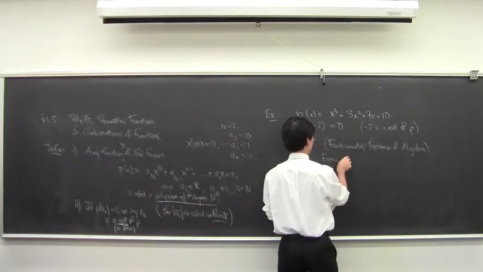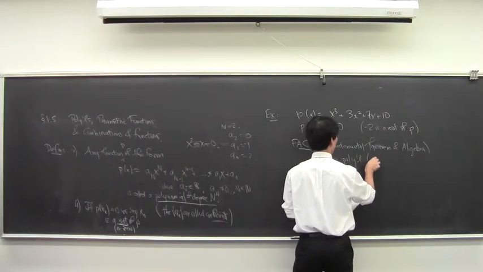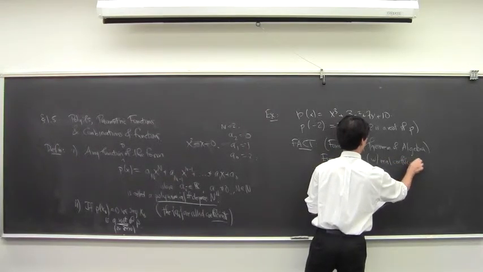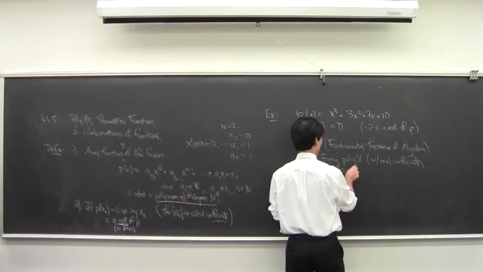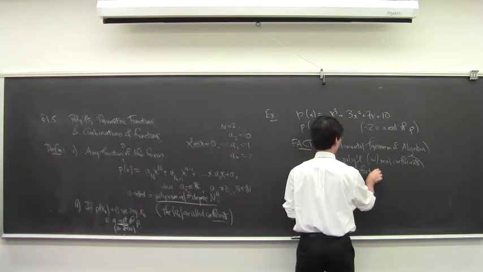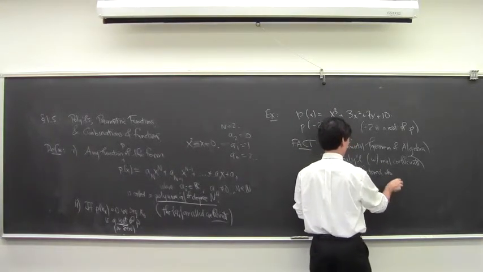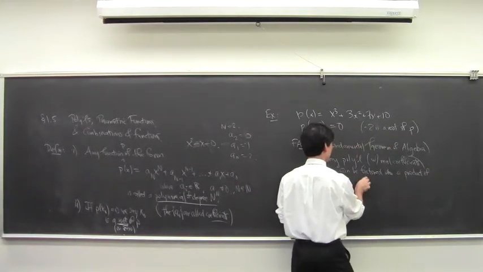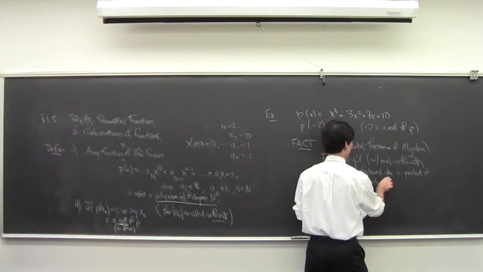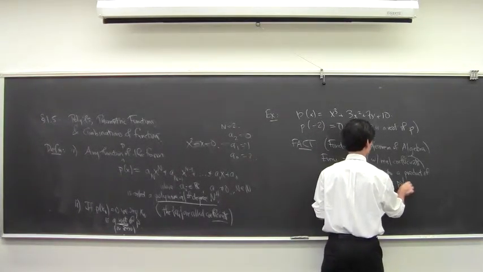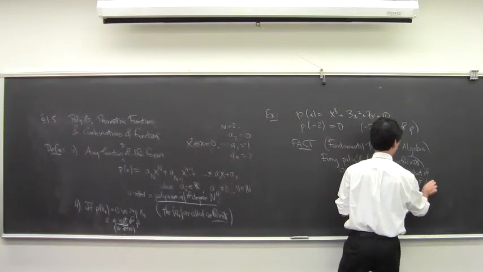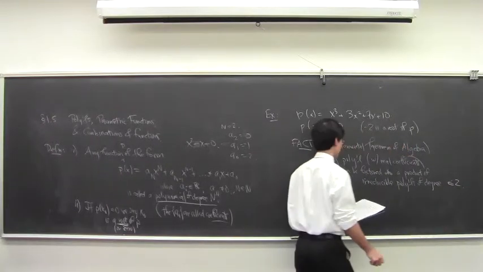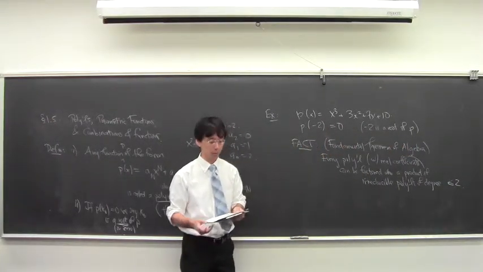Every polynomial with real coefficients can be factored into a product of irreducible polynomials of degree less than or equal to 2. I'll explain what irreducible means in a second.